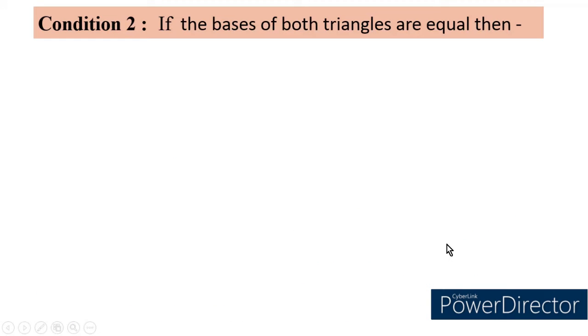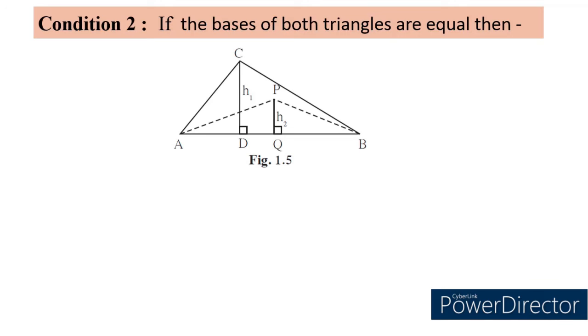Now next, condition number 2: if the bases of both the triangles are equal. In the previous condition we checked that the height is the same. In this scenario we are going to check that the base is the same. Let's see the figure. Triangle ABC and triangle APB are two triangles where the height is different but base AB is the same. In triangle ABC the base is AB and in triangle APB again the base is AB.